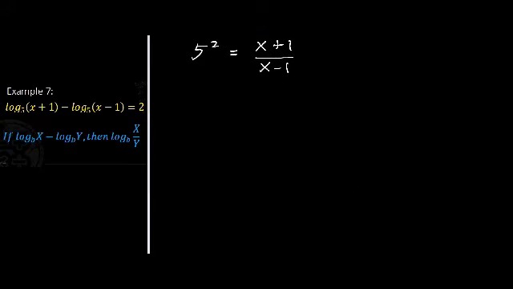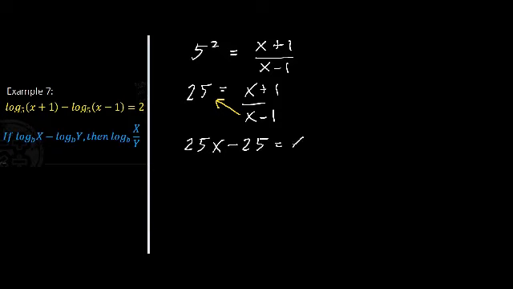Let's continue. So let's evaluate our given equation now. So we have 5 to the second power, that's 25, is equal to x plus 1 over x minus 1. Then we will have our cross multiplication. So we will multiply 25 multiplied to x minus 1. So we have here 25x minus 25. So that is distributive multiplication is equal to x plus 1.